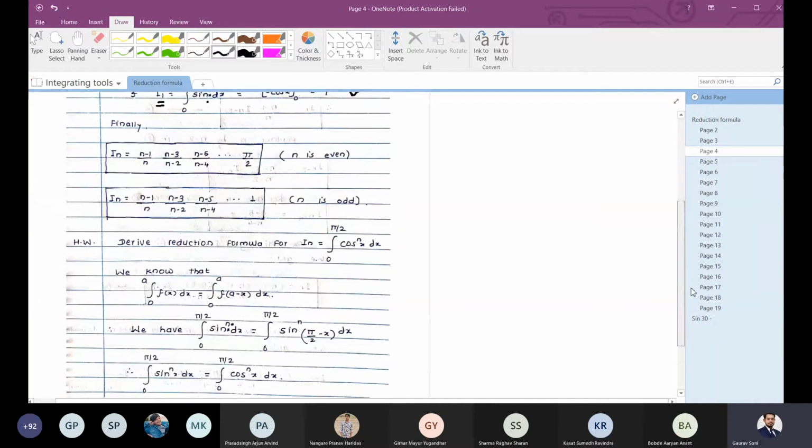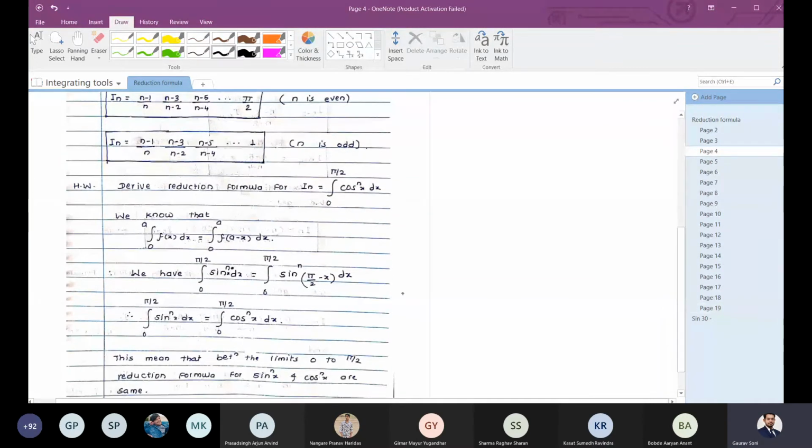The same formula will work for the cos. But I would like to give you the way by which you can actually remember. So I will write down this remark. If you are noting this down, you can make the remark over here. The remark is, if In is equal to the integral 0 to pi by 2.